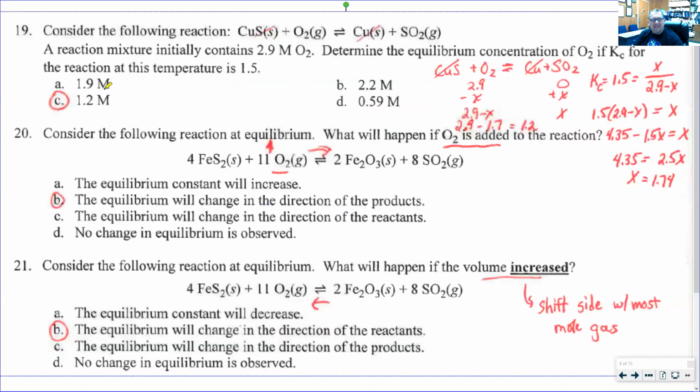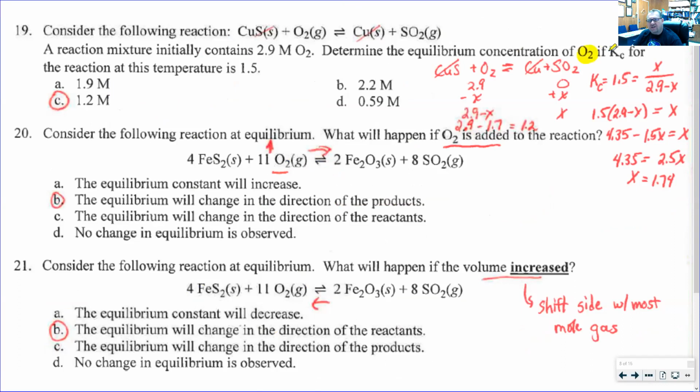All right, number 19, determine the equilibrium concentration for O2 if Kc is given and its value is 1.5. So the reaction initially contains only O2. So if I look at this one, I've got a solid and a solid. So the only two things that are going to appear in the equilibrium expression are the O2 and the SO2. So K sub C is going to equal SO2 over O2.